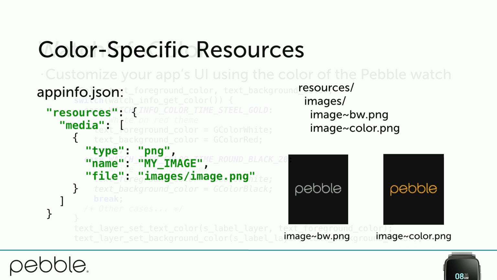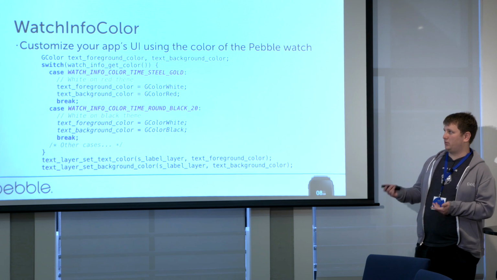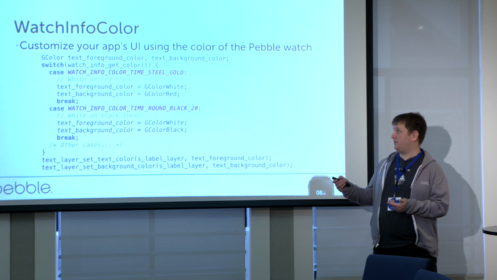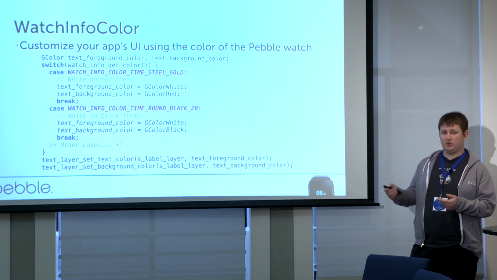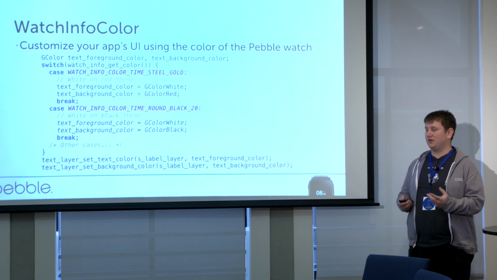that support color. And then another useful thing in terms of colors on multiple platforms when you're writing your applications is you might want to actually theme your app's UI around the color of the watch that it's running on. So we provide this API, watch info get color, and that will return an enum value that specifies the color of the watch model that your app is running on.